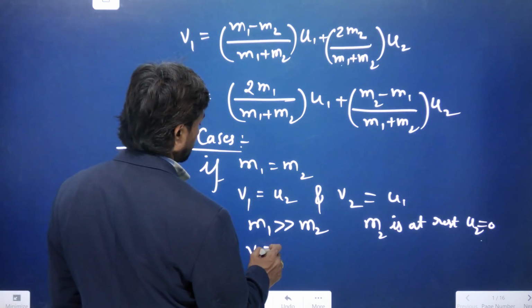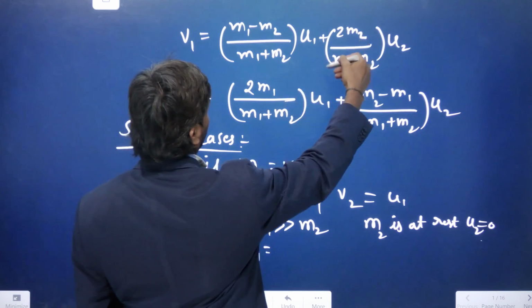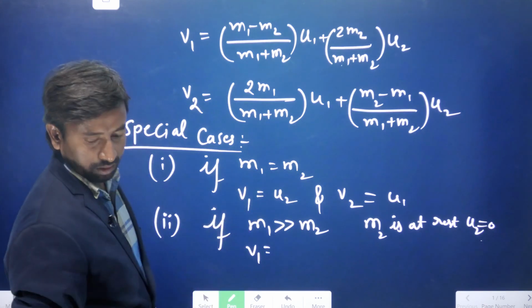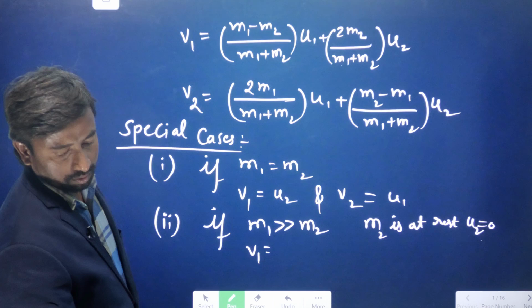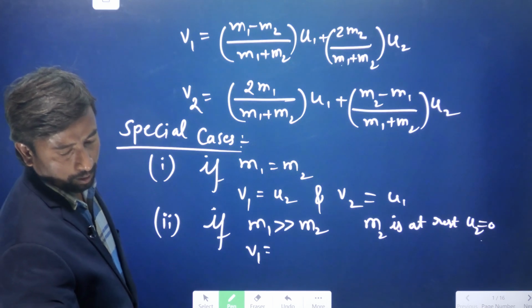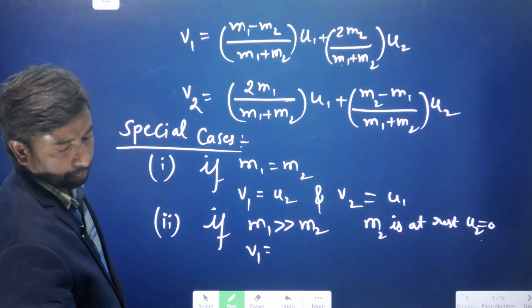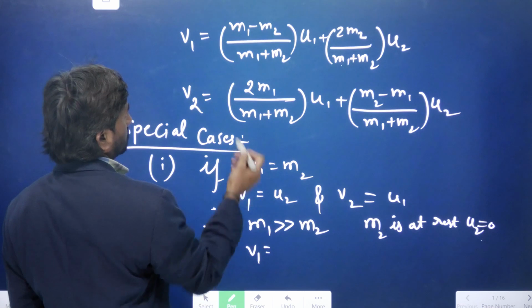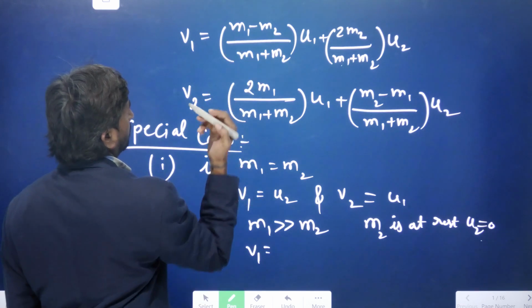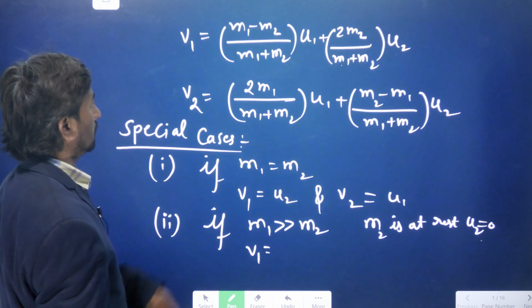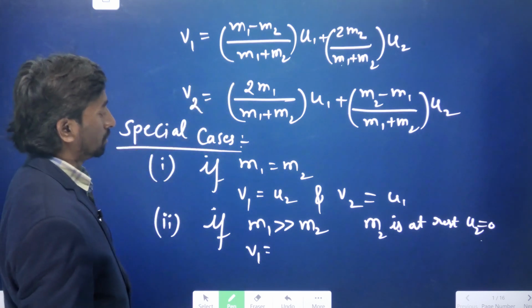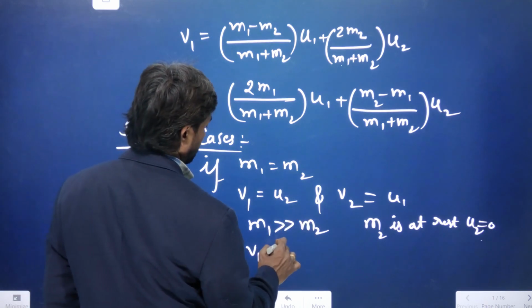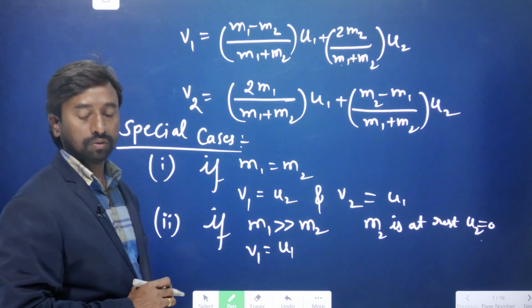So v1 is equal to u1. With u2 becoming 0, v1 is equal to u1, since m1 minus m2 divided by m1 plus m2 approaches 1 when m1 is much greater. We can write v1 is equal to u1.